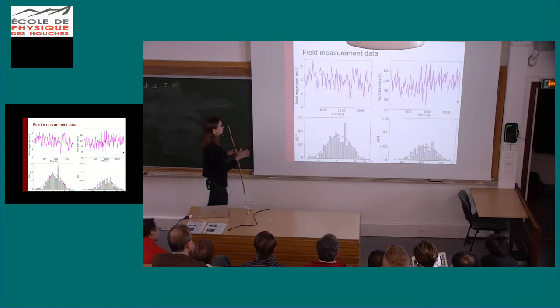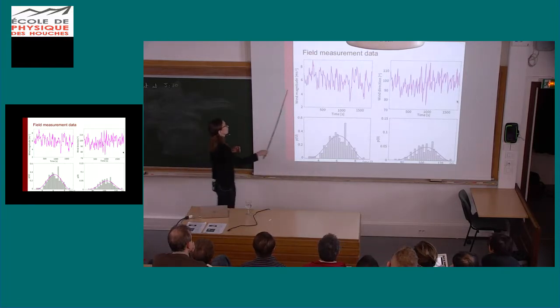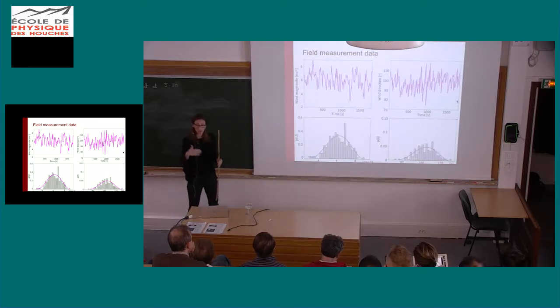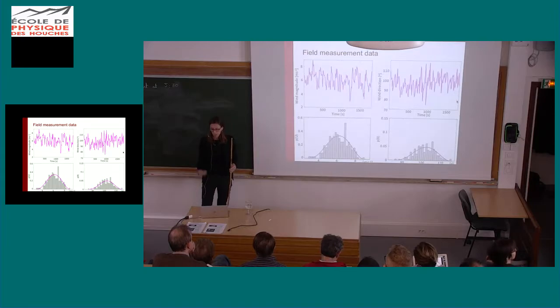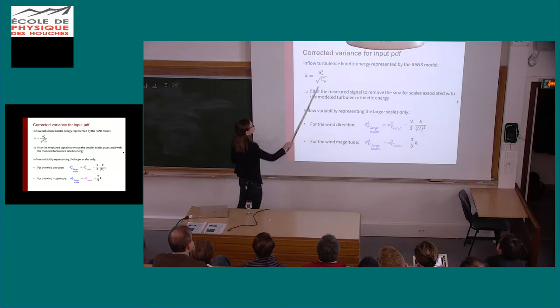So this was the first thing we did, and we thought, wait a minute, this is probably not the right thing to do, because you see a lot of fluctuations here, and we're actually running a RANS model, so part of the turbulence is represented by our turbulence model. So at the inflow, the turbulence is this friction velocity squared over the square root of c mu. And we can actually filter that measured signal to remove the smaller scales that are associated with this modeled turbulence kinetic energy, so that our inflow variability represents the larger scales only.